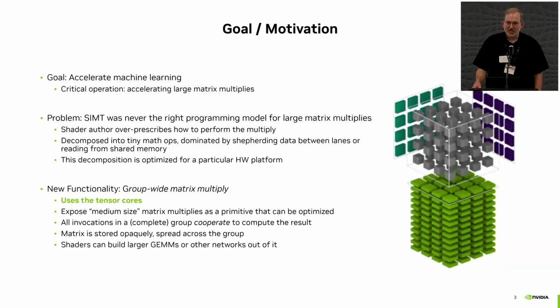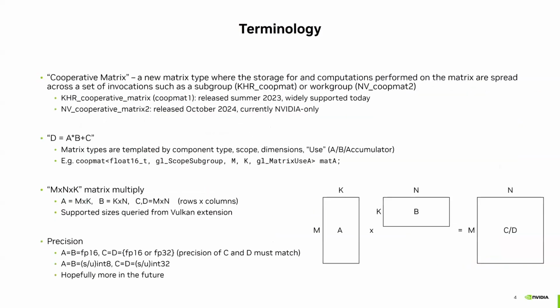So these are medium-sized matrices, and the values are spread across a group of invocations in a way that's opaque to the developer. And all the invocations in that group cooperate to actually perform the multiply. And so this is a primitive that shaders can build larger things, like general matrix multiply kernels, out of.